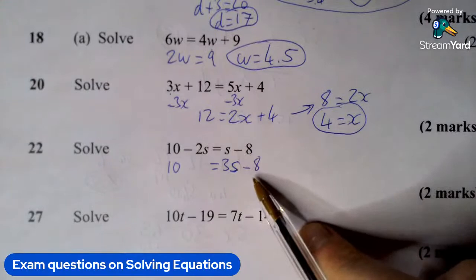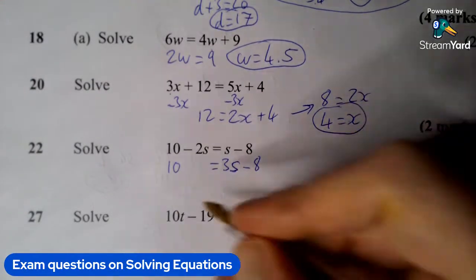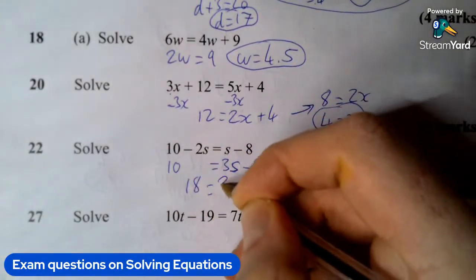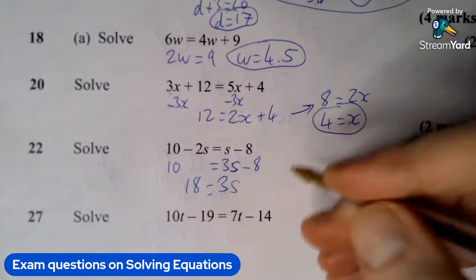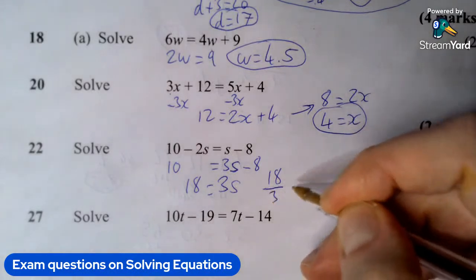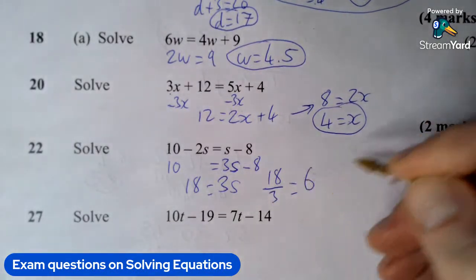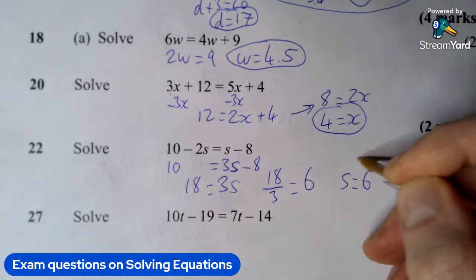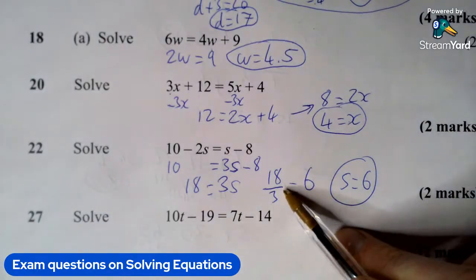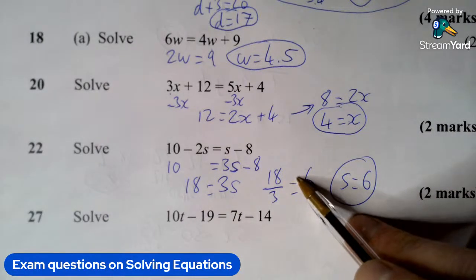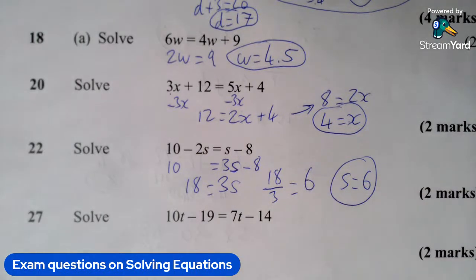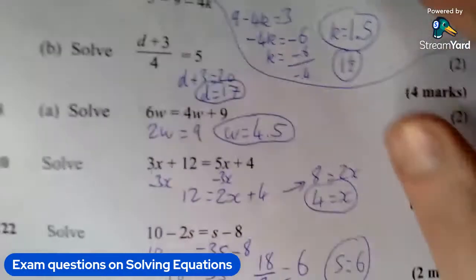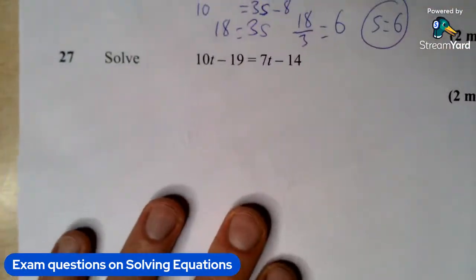So that's 3s minus 8. And then we're going to add that on to the 18. So 18 equals 3s. And then we divide 18 by 3. Equals 6. So then s equals 6. Yeah, remember line of fraction means divide. I can write 18 divided by 3 if I wanted to, but sometimes I like to write it as a fraction. Just simplifies it a little bit more. Keep it more tidy.